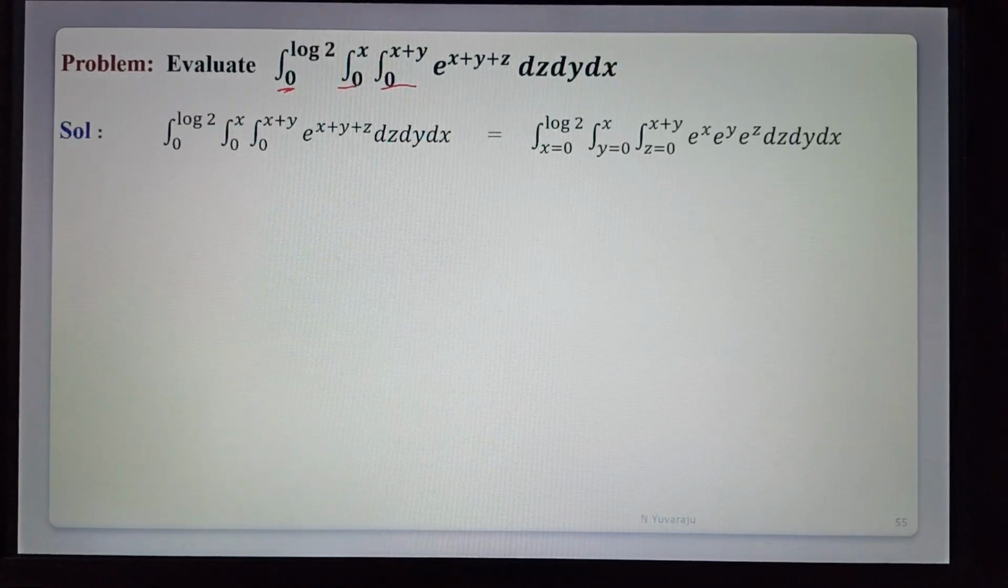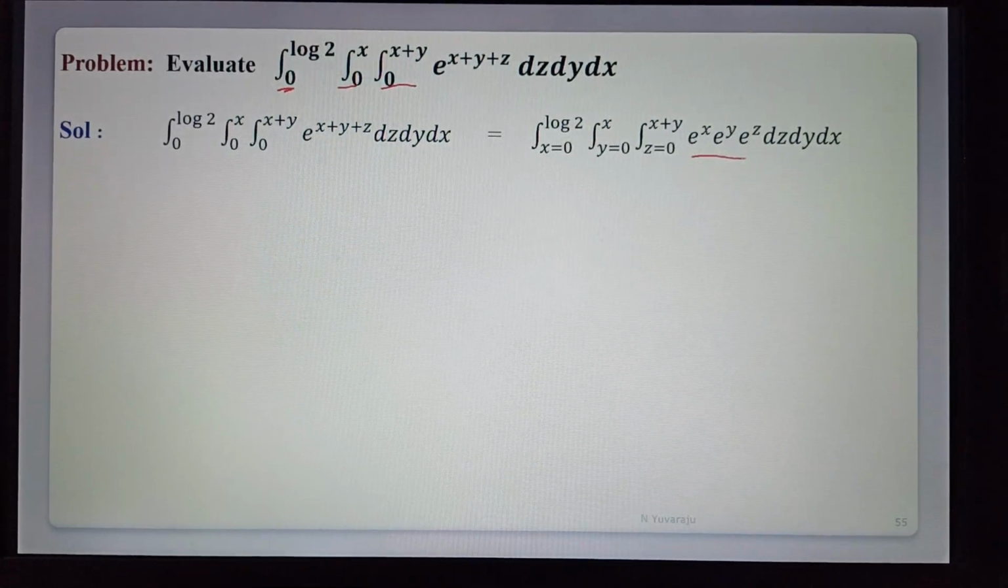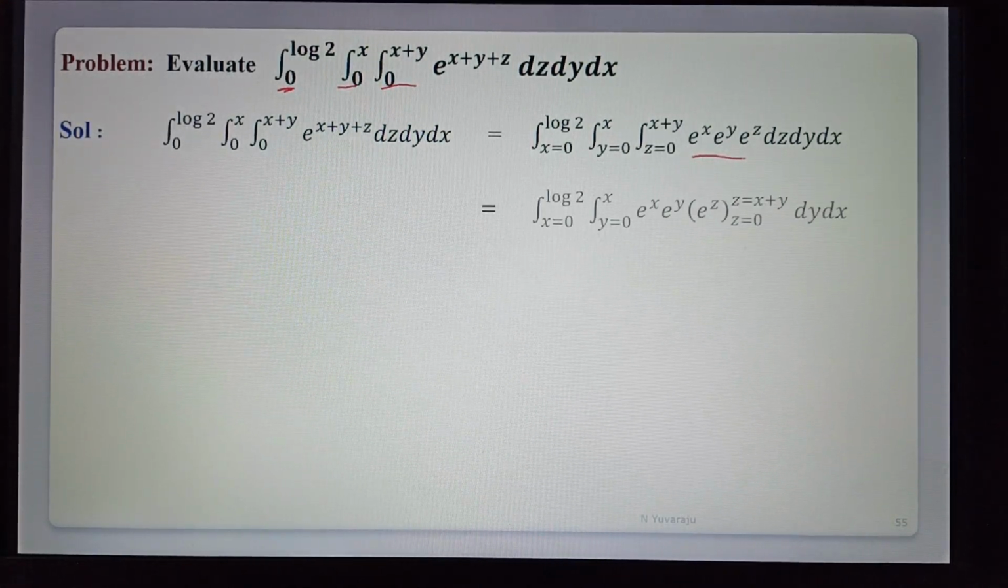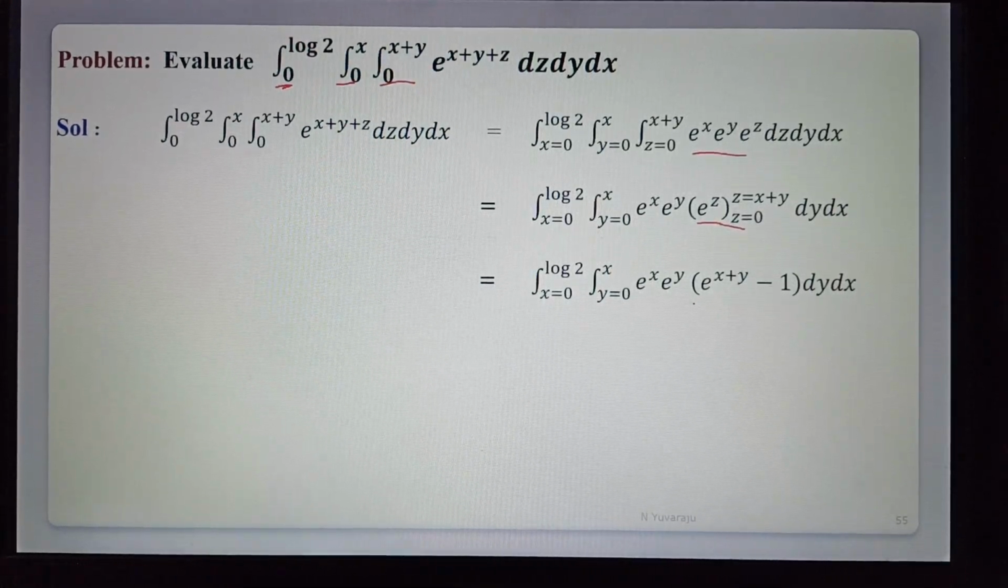So that is equal to, first integrating with respect to z, e power x plus y plus z separating, e power x into e power y into e power z. With respect to z, e power x and e power y are constants. Integration 0 to log 2, integration y = 0 to x, e power x into e power y, integration of e power z is e power z. Substituting z limits 0 to x plus y, that is equal to integration 0 to log 2, integration 0 to x, e power x into e power y, into e power x plus y minus 1.